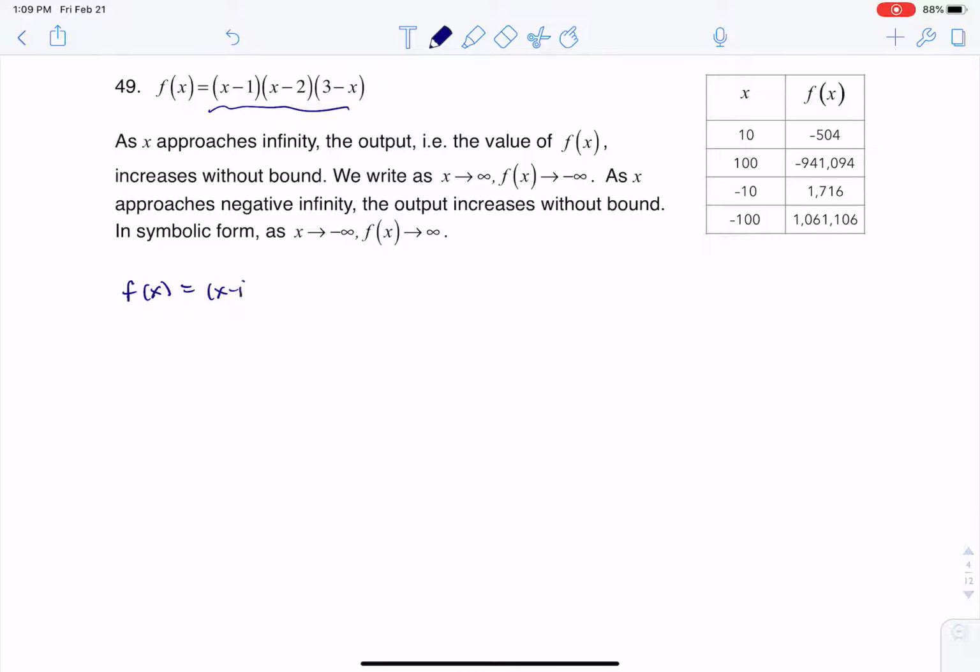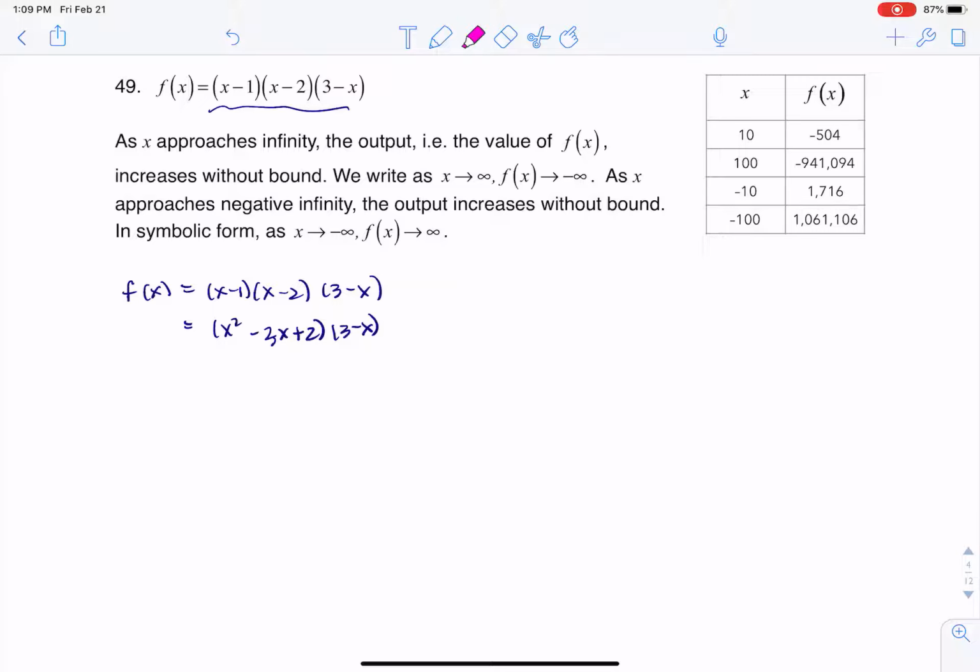I'm not going to necessarily recommend it. Depends on how much time you have. Maybe on a Friday night you do it. I could FOIL this out, and you can see this first part will be x squared minus 3x plus 2, times a 3 minus x, and then I can distribute further. But we're really only interested in the lead term.